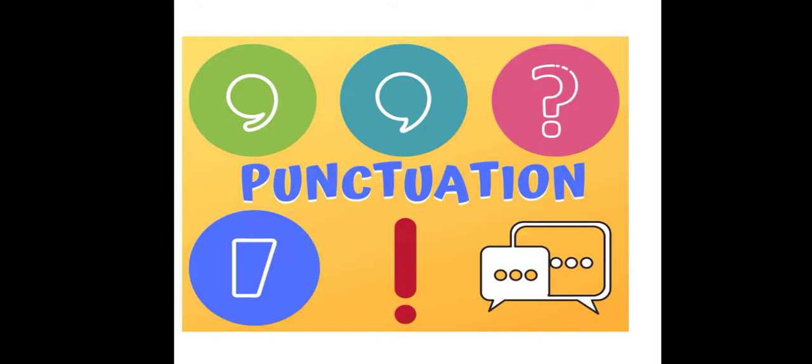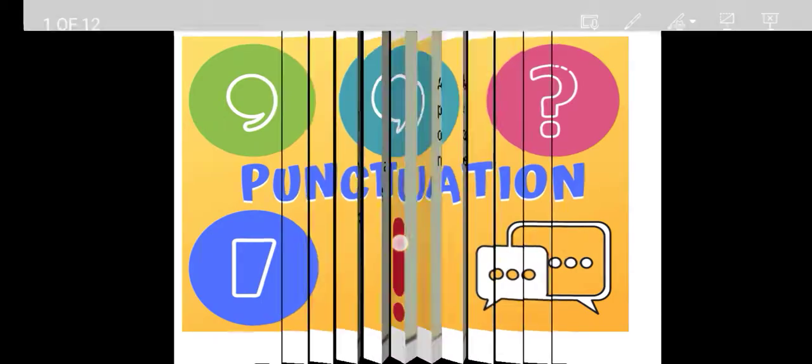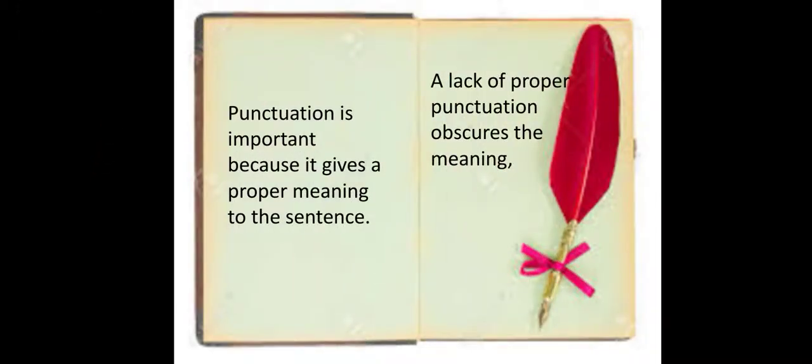You all know what is the meaning of punctuation mark? Yes, the symbols that we use in our sentence to give our sentence a proper meaning are known as punctuation marks. Why do we need it? What is the importance of it? So, it is important because it gives a proper meaning to our sentence.